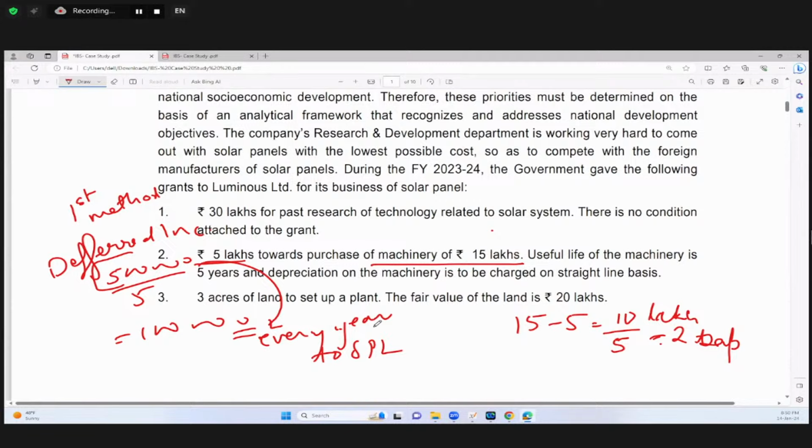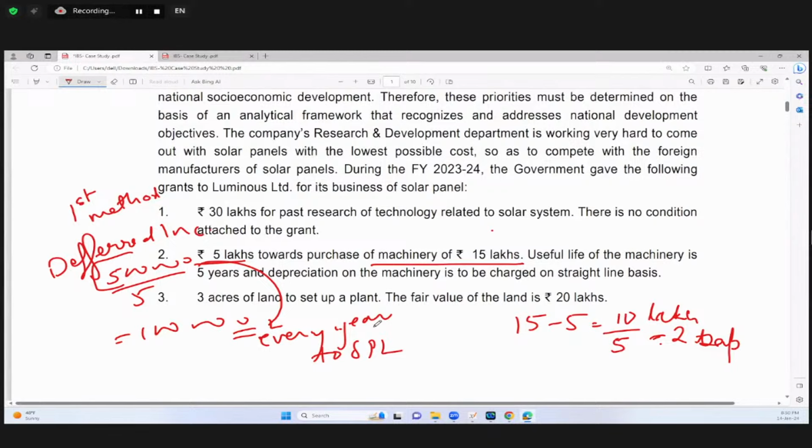Further, the standard also says if a grant is given in the form of an asset, and that asset is given at a concessional rate, then whatever is the difference between the fair value and the concessional rate, that is considered as government grant. Remaining is not considered as government grant.